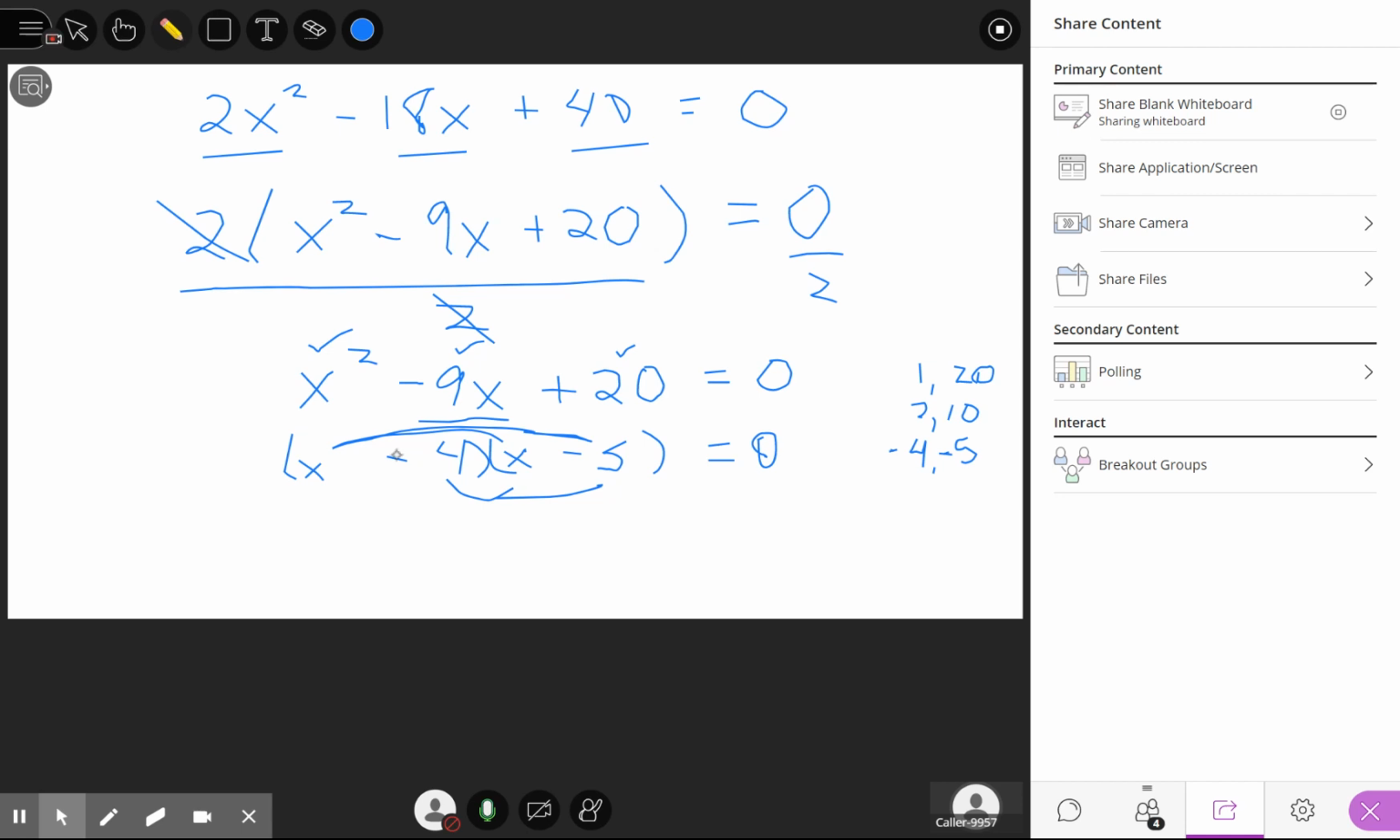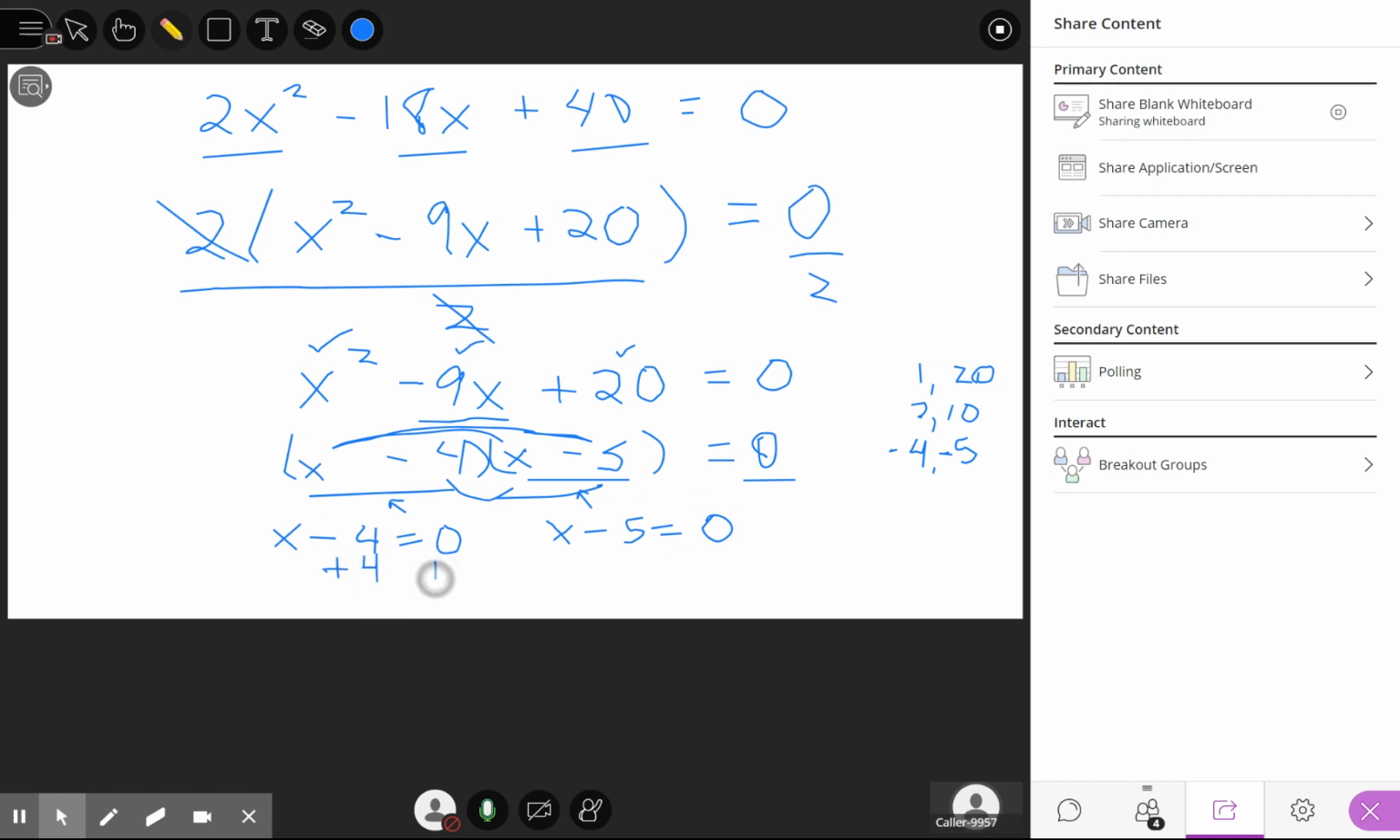Then once you get it factored, you set each factor equal to 0, because if either one of these turned out to be 0, 0 times anything is 0. So getting the x minus 4 equal to 0 would solve it, or getting the x minus 5 equal to 0 would solve it.